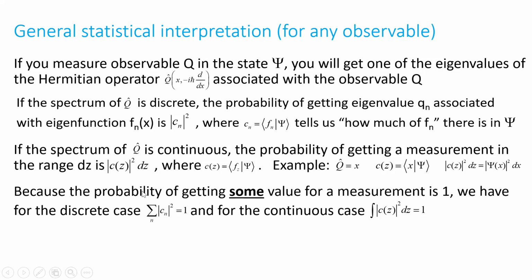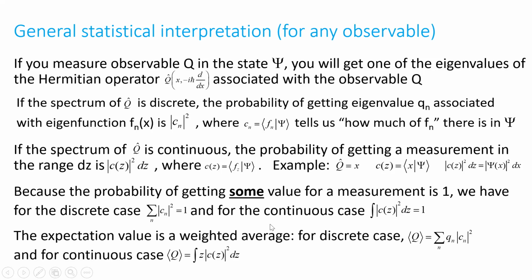Okay, so a couple neat properties here. Because the probability of getting some value for a measurement is 1, we have, for the discrete case, the sum over all possible probabilities, Cn squared, must be 1, because we must get some value for the measurement. For the continuous case, that would become an integral over all possible values of the measurement z of Cz squared, the probability density, dz equal to 1. And this is just like the normalization integral in the case that it's x.